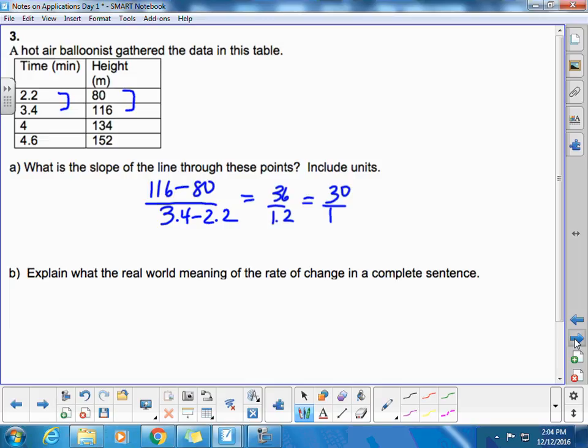What's the slope of the line through these points? 30, and it says units, so 30 meters high every 1 minute. 30 meters in height you gain every 1 minute.